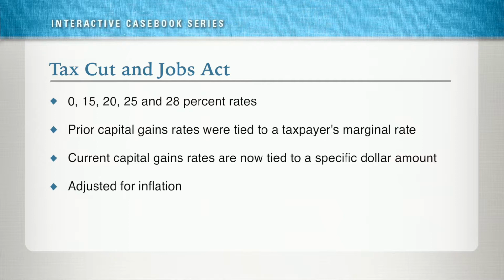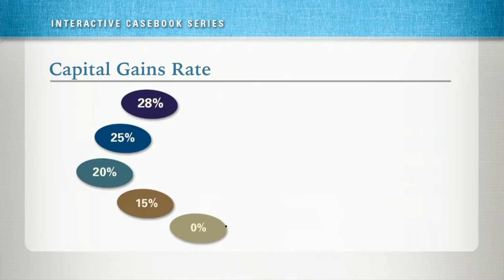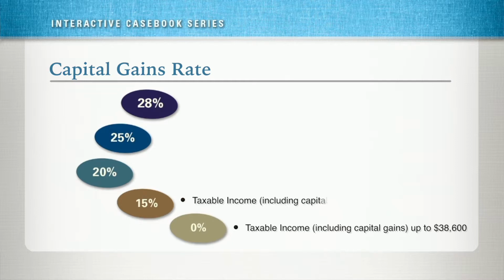The Tax Cuts and Jobs Act basically left the rates unchanged, but tied the capital gains rate to a specific dollar amount that is adjusted for inflation. These dollar amounts are the amounts that previously determined a taxpayer's tax bracket. The 0% rate is for single taxpayers who have capital gains but who have taxable income, including capital gains, up to $38,600. If the taxpayer has income above the $38,600 and up to $425,800, the capital gains rate is 15%.